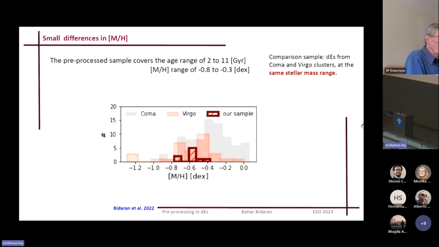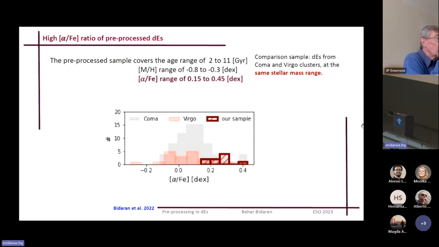In terms of metallicity, we didn't see any difference between the pre-processed galaxies and other galaxies inside the Virgo cluster, but we could see a systematic shift between the Virgo DEs and the Coma cluster. This could be because of many different reasons. I don't know. If you have any idea, please come and talk with me. Could be because of the dynamical state of Coma and Virgo, or because of a lower number of galaxies investigated inside the Virgo cluster. But in terms of alpha over Fe, we saw a significant difference.